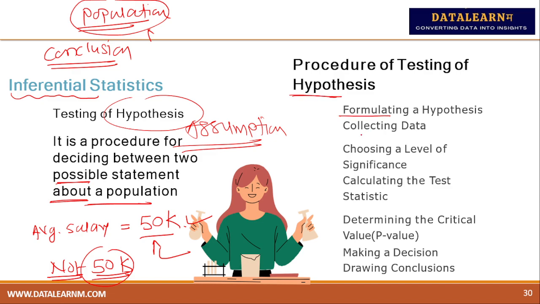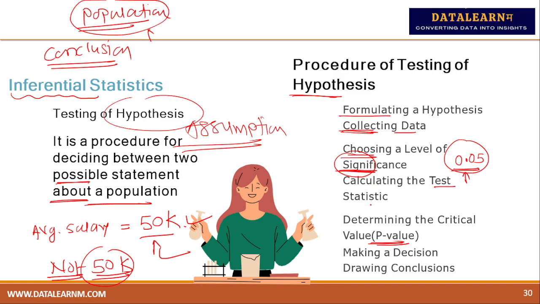We need to formulate a hypothesis and collect data, whatever data you have. Then you need to choose a level of significance. That means there is some critical value for each test. Generally, we go with the p value. Determine the p value or level of significance, which is generally 0.05. What is the accepted value? 0.05, like a 5% rejection chance.